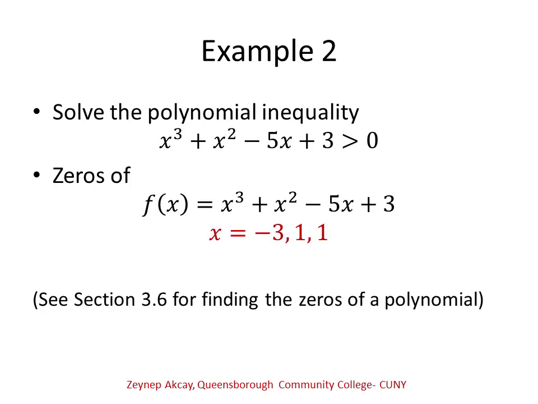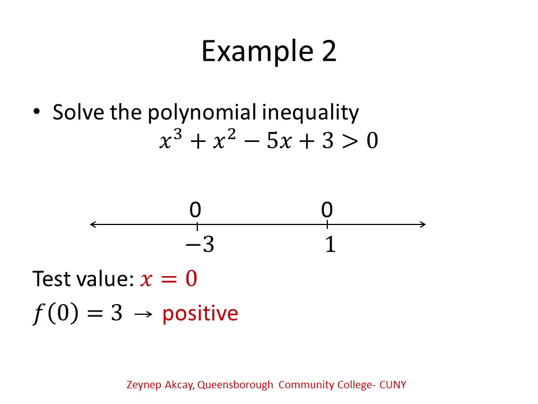Next, we will find the zeros of f. In this case, the polynomial is not given in the factored form, so we need to use the methods we learned in the previous section for finding the zeros of a polynomial. And by following these steps, we find the zeros of f to be -3 and 1, -3 being of multiplicity 1 and 1 being of multiplicity 2. We place -3 and 1 on the number line and put zeros on top of them. And we choose a test value.